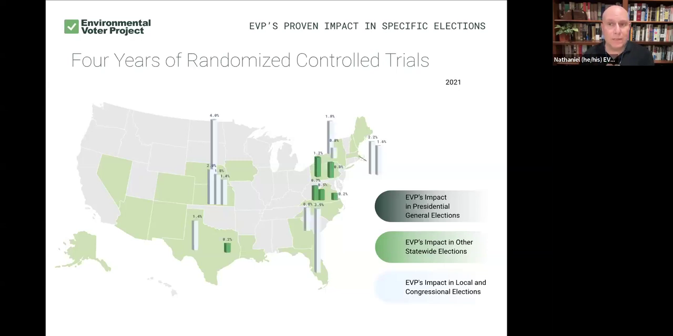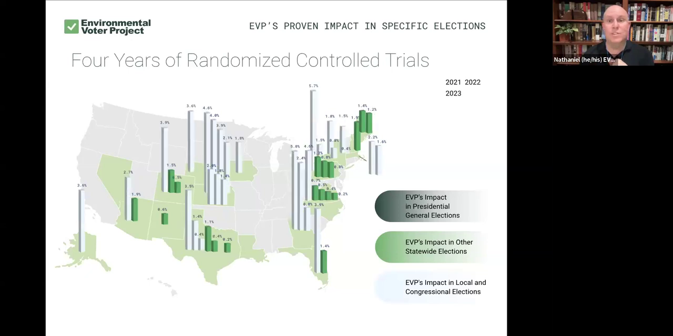And in 2021, in 22, in 23, in 24, we have found that we increased turnout by as much as 1.8 percentage points in presidential general elections, 3.8 percentage points in other statewide elections, and 5.7 percentage points in local elections. We have the receipts. We're getting proven results at a time when what the climate movement needs more than anything is more political power.